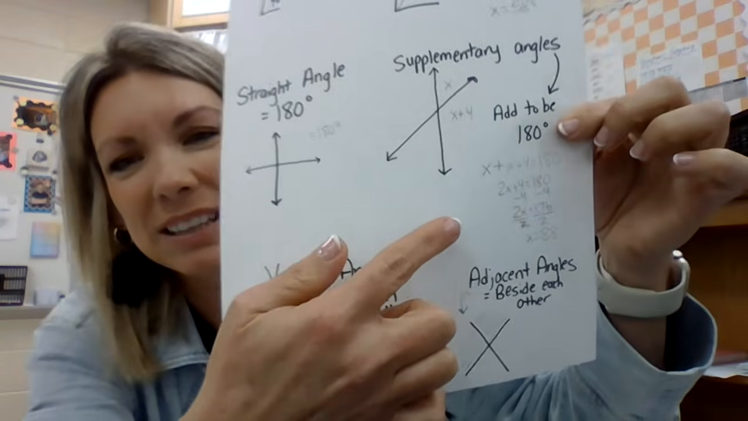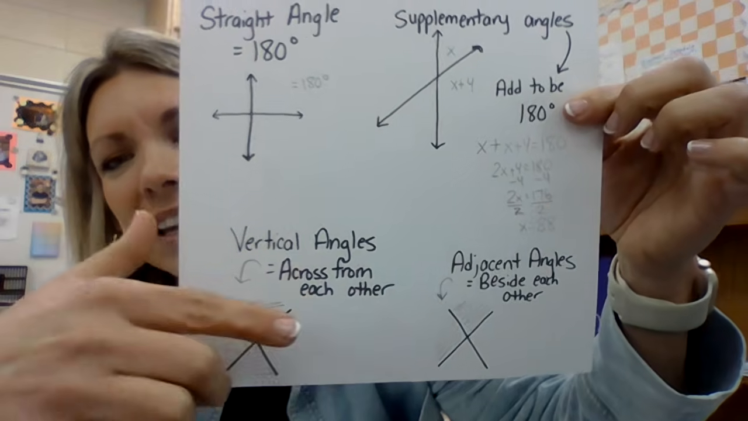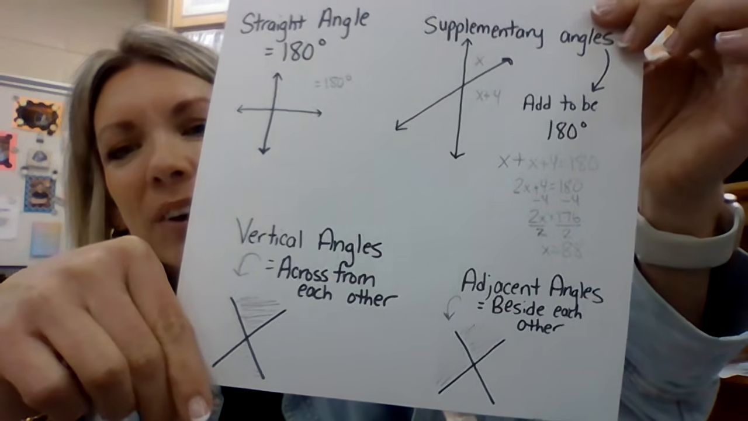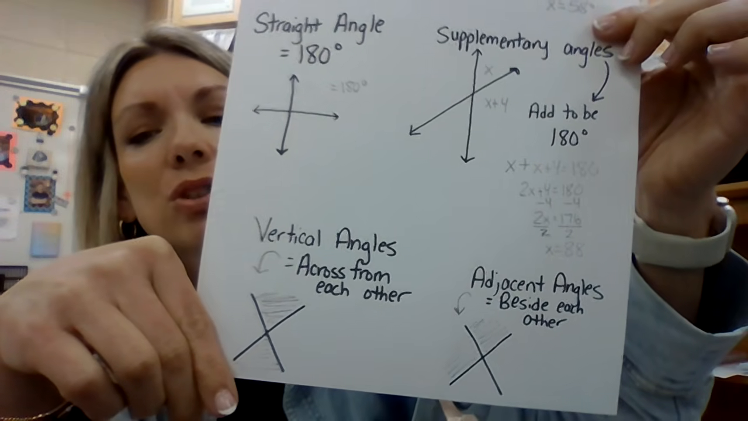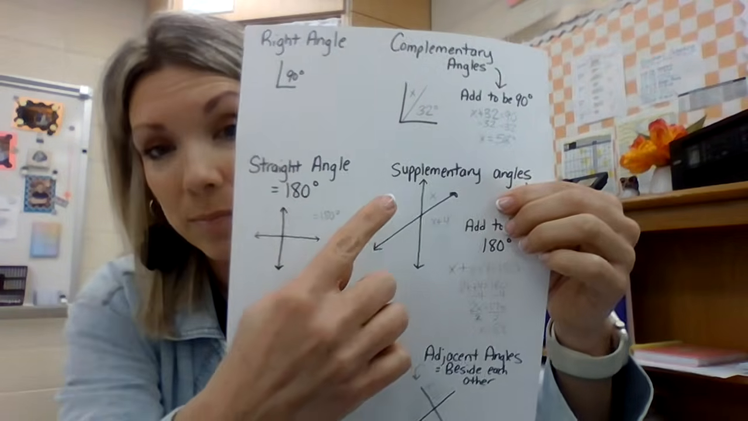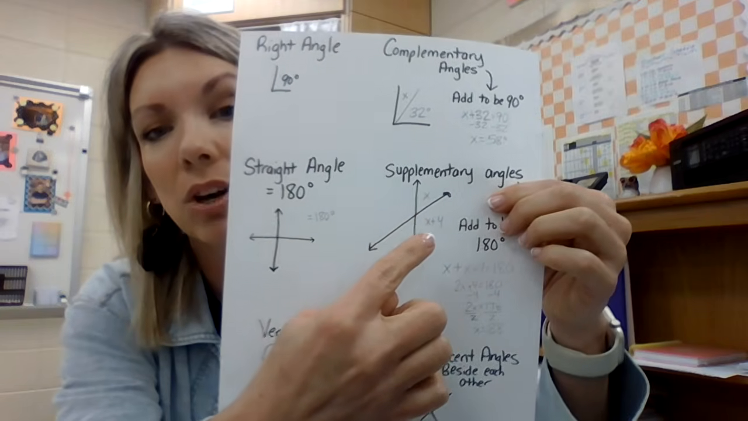It is, you can barely see it, it is x plus 4 equals 180. It has to total to be 180, all right? And then you solve for x. So if you solve for x, you should have gotten 88. That means that 88 at the top and 88 plus 4 should total to give you 180.